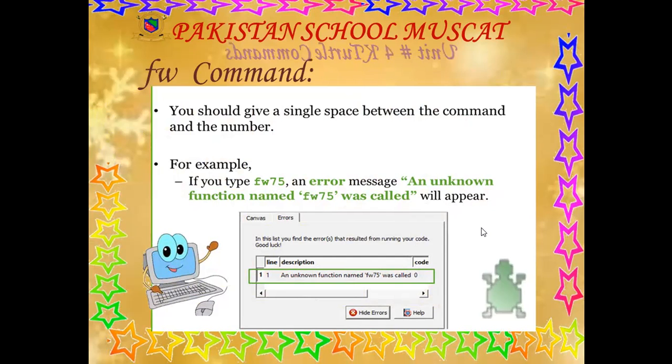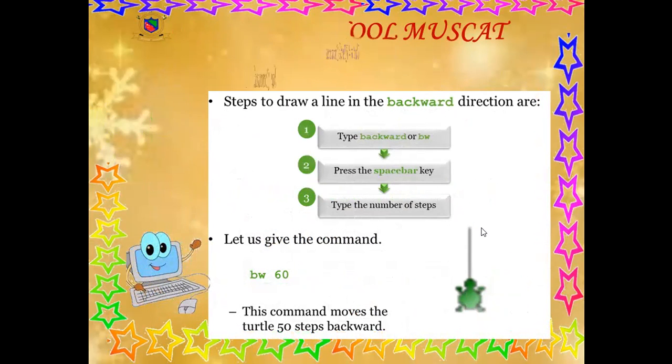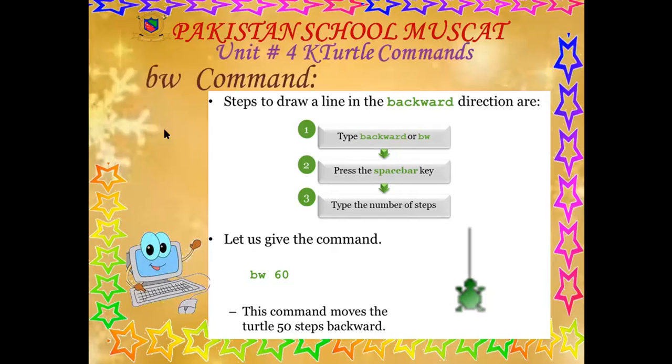Now we move on towards the next command. Let's see which command we have over here, and that is the BW command. And the steps for backward direction are, you will simply write backward. And one thing more, I want to remind you that always write your commands in small letters. No need to use capital letters, as some of my students were trying to apply these commands using the caps lock, so it again gives you an error.